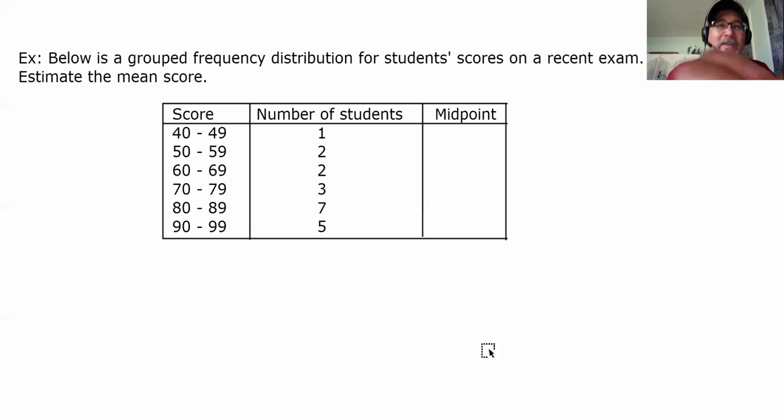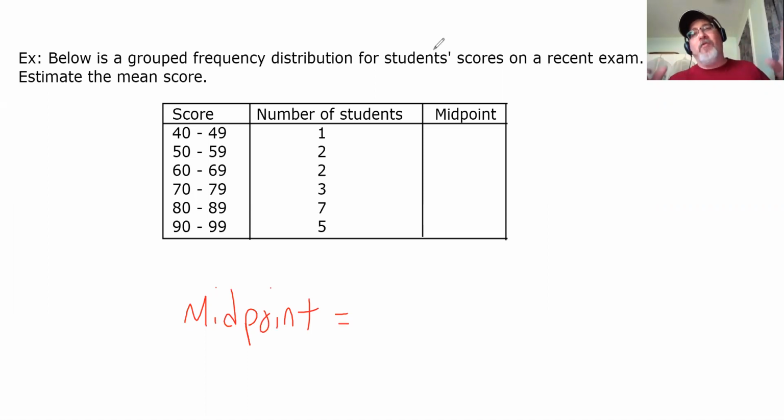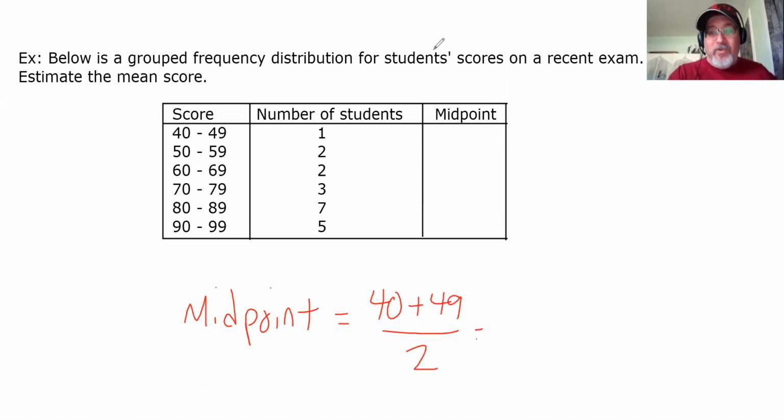For example, in the first class, 40 through 49, the midpoint, which we can now actually call mid-range. Well, we'll call it midpoint because it's a class. Mid-range is for a group of values. Midpoint is for a class. Midpoint of the first class is 40 plus 49 divided by 2, which is not 45, but is actually 44.5. You can do the math and check it if you don't believe me, but it's right. 44.5 is the best guess for that one student's test grade in the range 40 through 49.